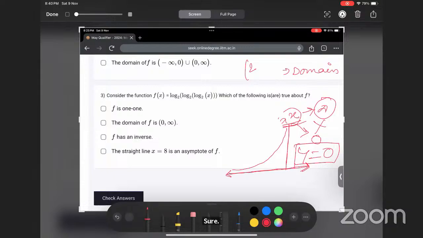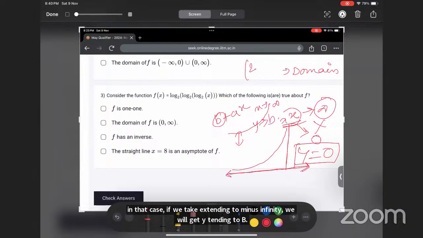Ma'am, for a power x, as an example of a horizontal asymptote, could you give an example where y is not 0, like y is equal to 2 or 3? Where will the change come? You can take b plus a powered x. In that case, this equation just gets shifted by b. This b can be positive or negative. So if we take x tending to minus infinity, we will get y tending to b. So this is not 0. Okay, ma'am. Thank you.